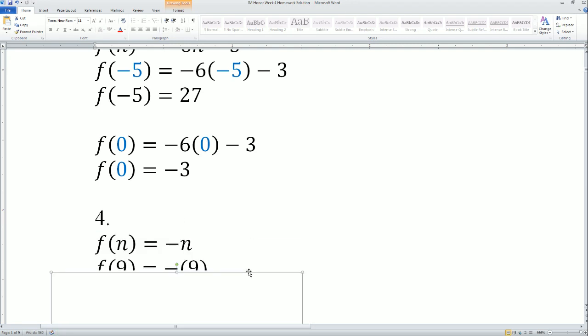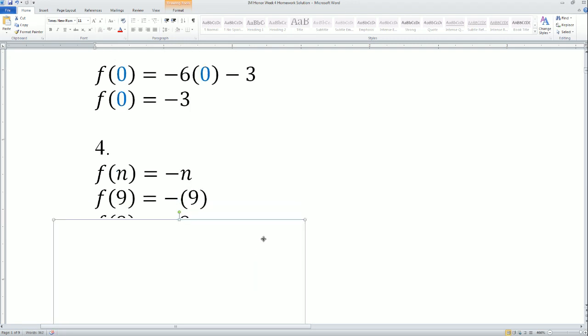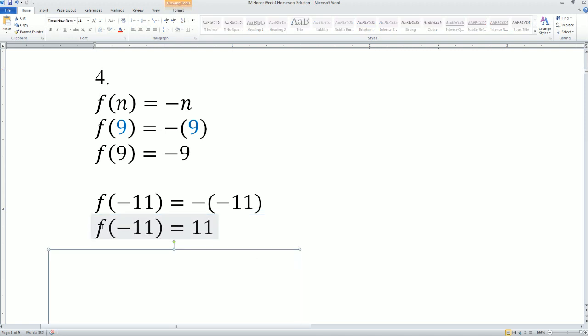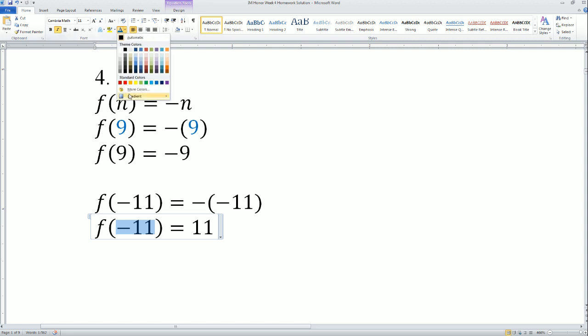Number 4. f of n is equal to -n. You substitute 9 in for the function, so you plug in, you substitute in 9 there for n. So we say the function of 9 is equal to -9. Next, function of -11 plugged in there. Negative times a negative becomes a positive. So that's why you would say the function of -11 is going to be your value of 11.